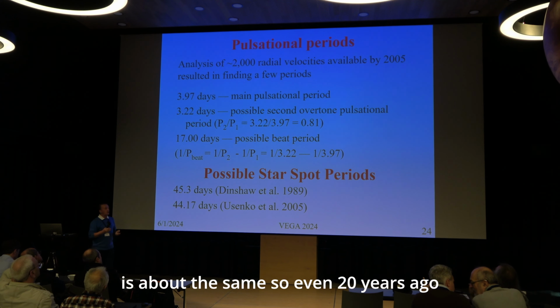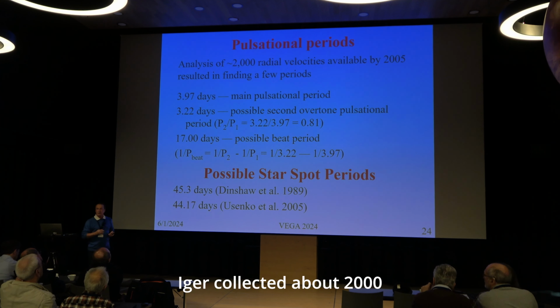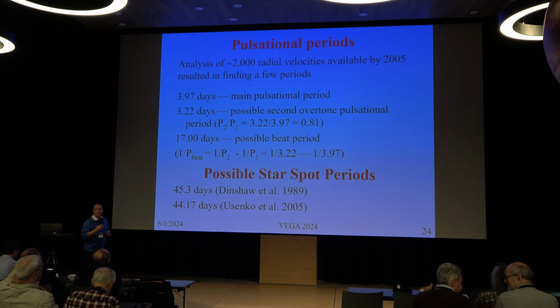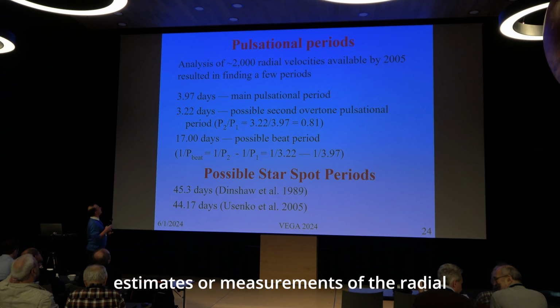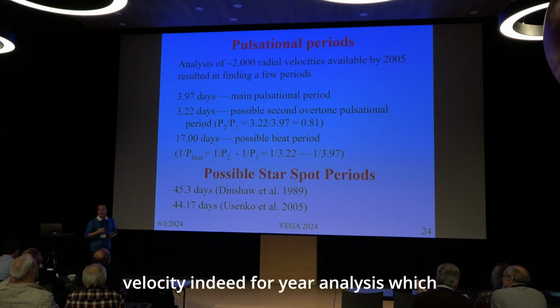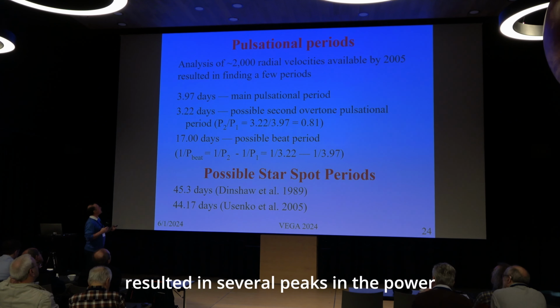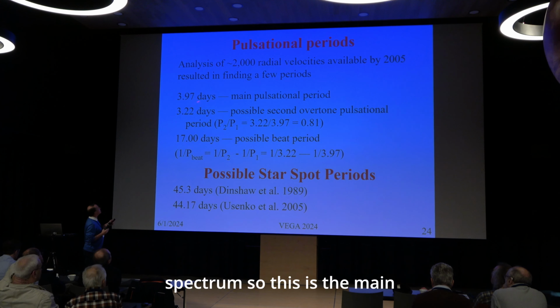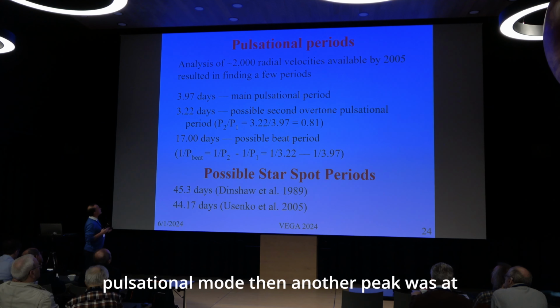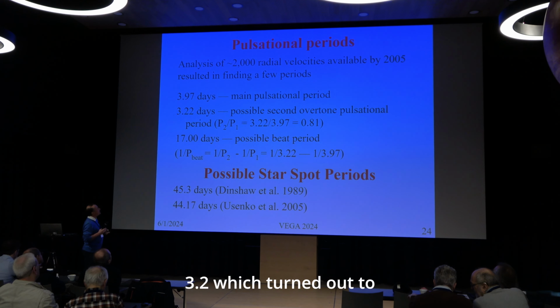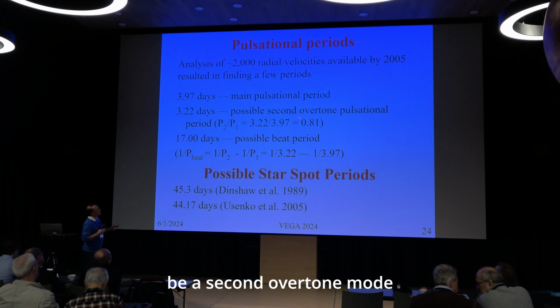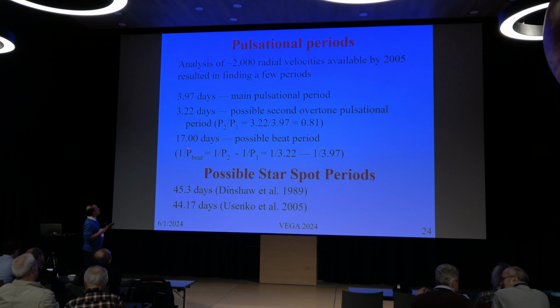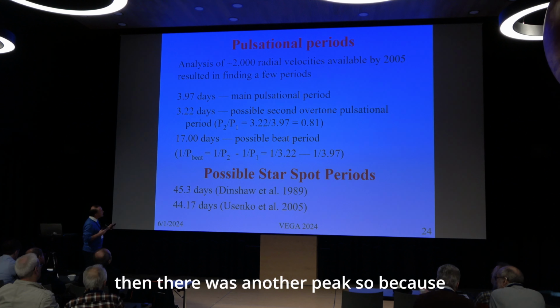Even 20 years ago, Igor collected about 2,000 estimates or measurements of the radial velocity and did Fourier analysis, which resulted in several peaks in the power spectrum. So this is the main pulsational mode. Then another peak was at 3.2, which turned out to be a second overtone mode. Then there was another peak.